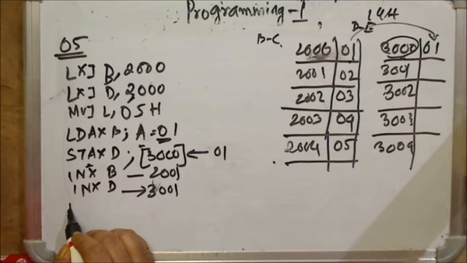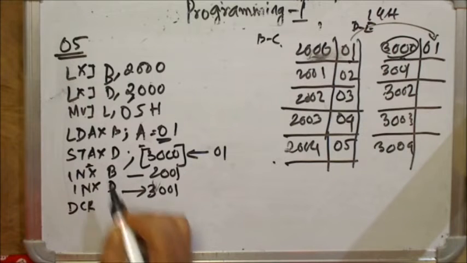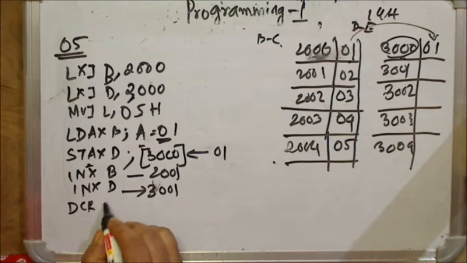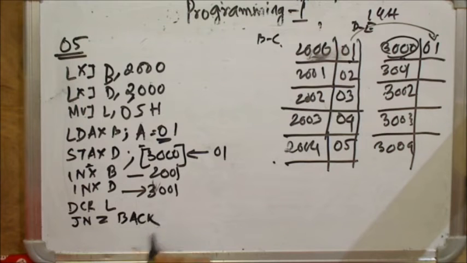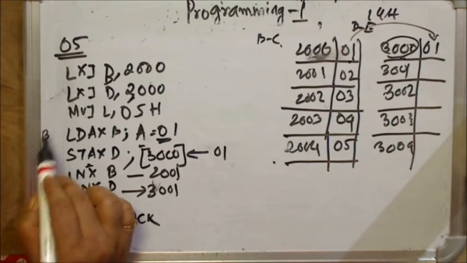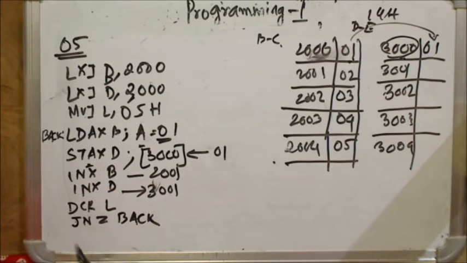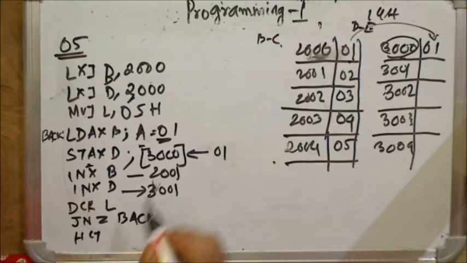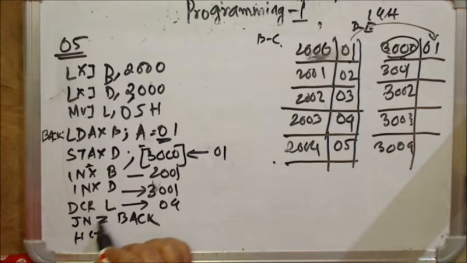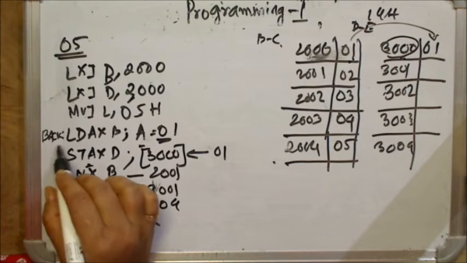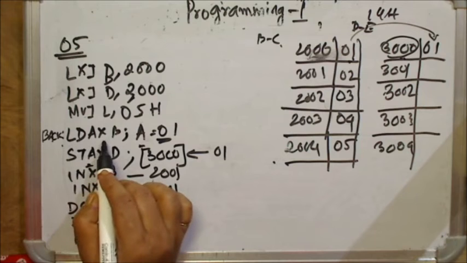Then one transfer is complete, so I have to decrement the count, DCR L. Then I have to put the condition JNZ back. Where to go? Here. Then we have to end the program. So what will happen? DCR L will become 04. It was 5, now L becomes 04. Count has not become 0. So again it will jump here. Now LDAX B. Okay.